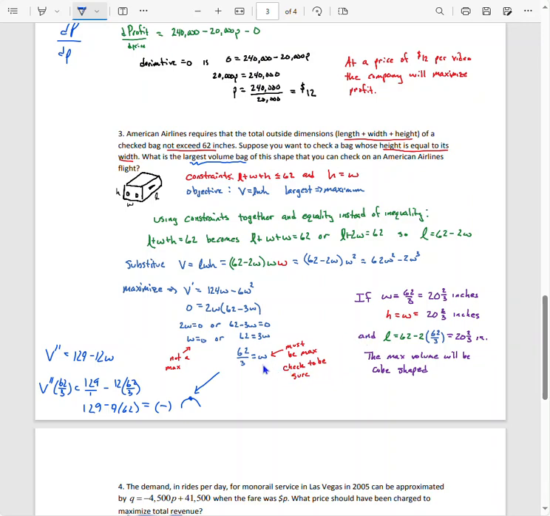So now what's our answer? Don't forget, we want the largest volume. What is the largest volume of bag? Well, if W equals 62 over 3, then H is also 62 over 3. And L, it seems they're all three the same dimensions, 20 and 2/3. The max volume will be cube-shaped. And I didn't finish this answer.